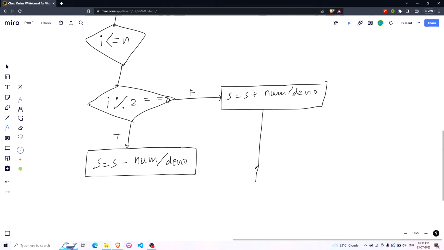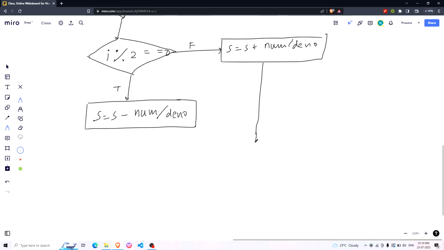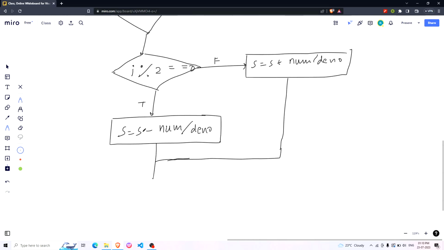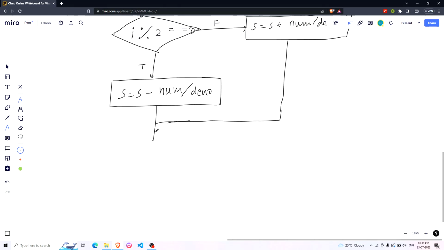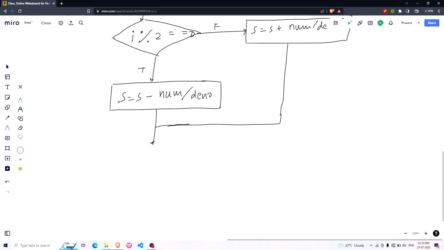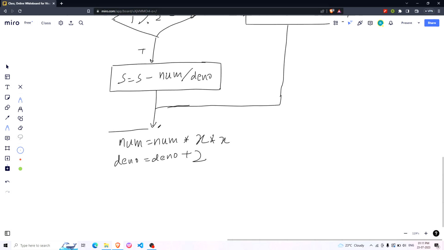And after all of this, we need to update the value of denominator and numerator. So how will we do that? Numerator was getting multiplied with x square every time and denominator was getting incremented by 2 every time. So let's do that. Numerator will get multiplied with x square, which means x into x, and denominator will get incremented by 2, right?